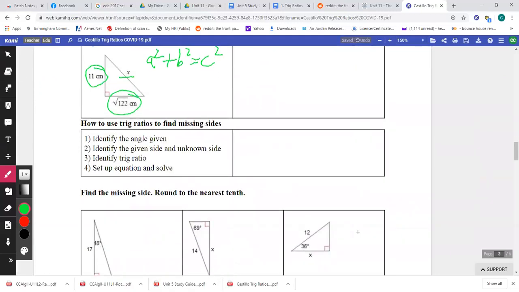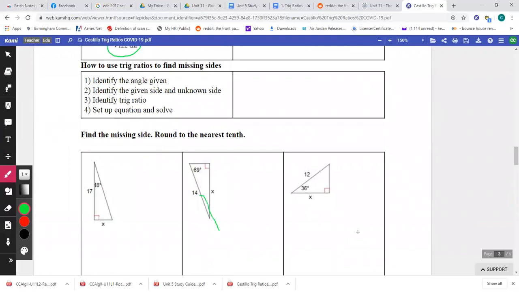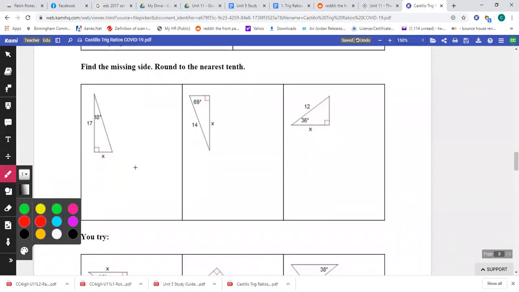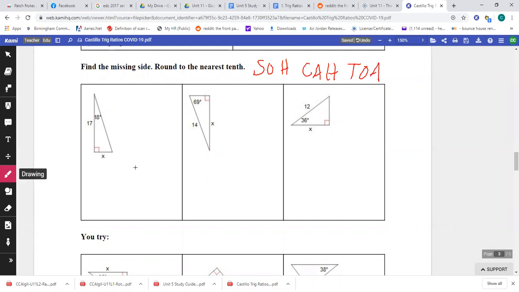So let's review how to use Sohcahtoa to find missing sides. There are 4 steps here. Identify the angle given, identify the given side and unknown side, identify which trig ratio to use, and set up an equation and solve it. I'm going to need you to take out a calculator or a phone calculator, and I'm going to show you, to make sure we all are on the same page when we do these problems.